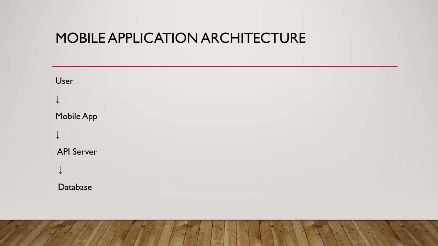Before that, we can see the architecture of a mobile application. For the architecture of a mobile application, first the user will see the screen. Next, the user will log in to the mobile app on their smartphone. Then the server will work. Here we are using an API server. Next, it will store the information in the database. So this is the basic architecture of a mobile application.